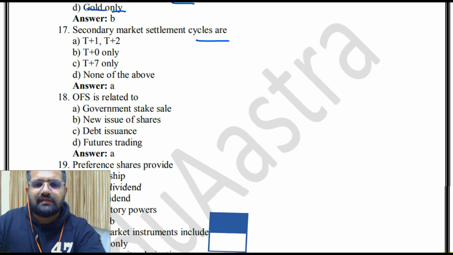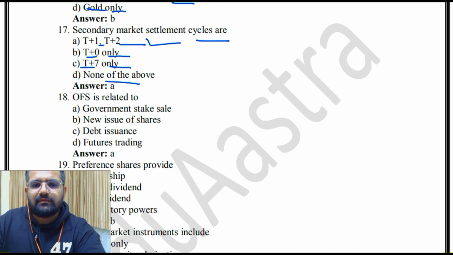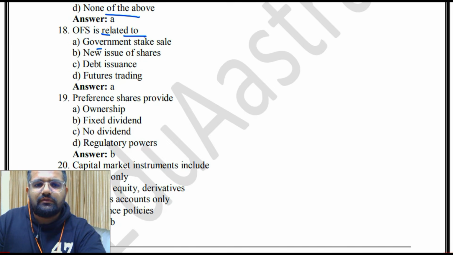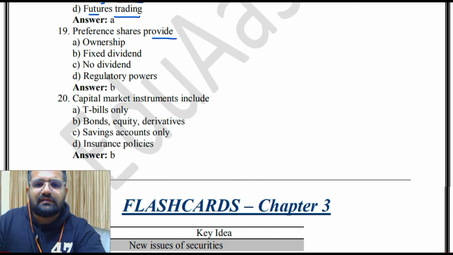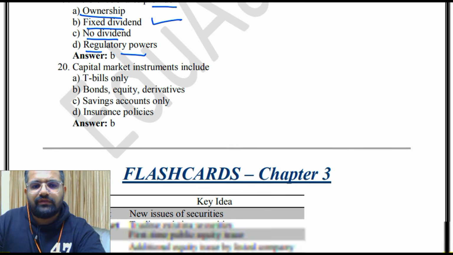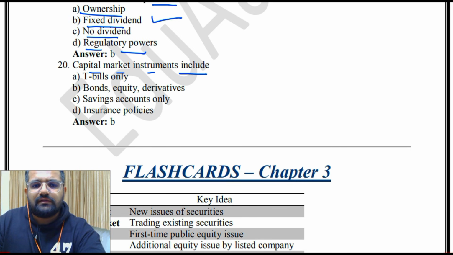Secondary market settlement cycles are T+1, T+2, T+0 only, T+7, none of these. We saw T+1, T+2, that is plus 1, plus 2, these are days. Then OFS is related to government stake sale, new issue of shares, debt issuance, futures trading. So the answer is government stake sale. Preference shares provide ownership, fixed dividend, no dividend, regulatory power. So fixed dividend. Capital market instruments include treasury bills only, bonds, equity, derivatives, savings account only, or insurance policy. So the answer is bonds, equity and derivatives.